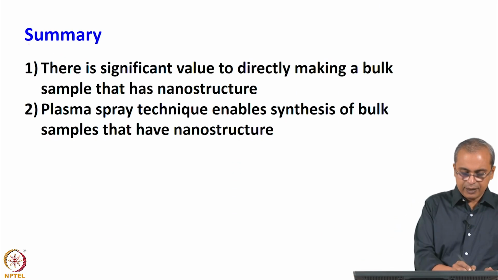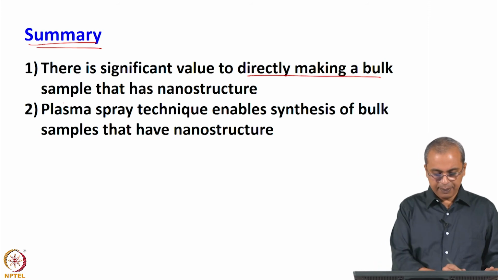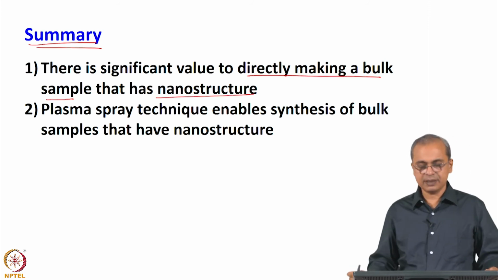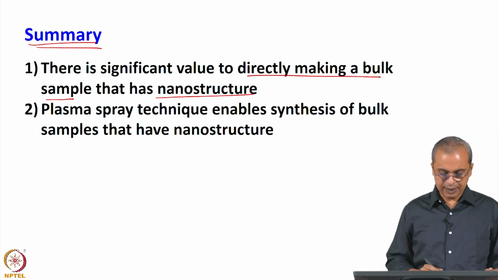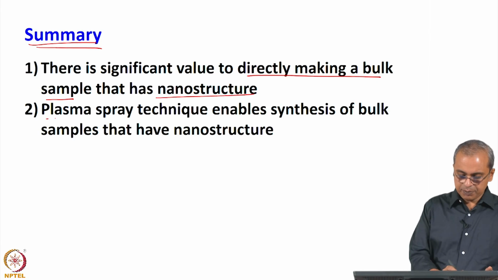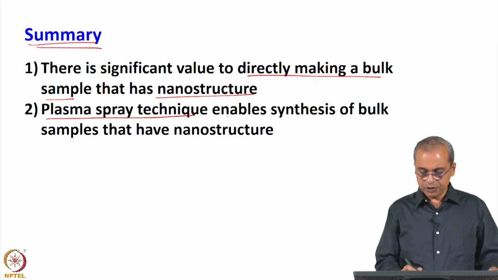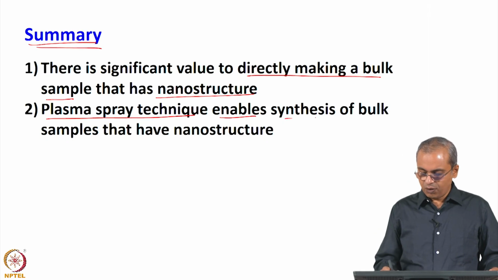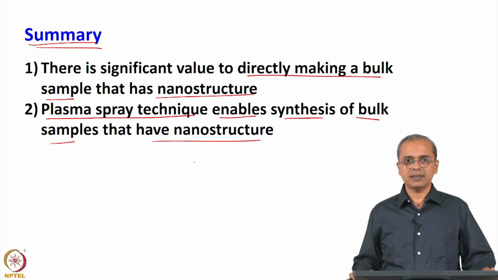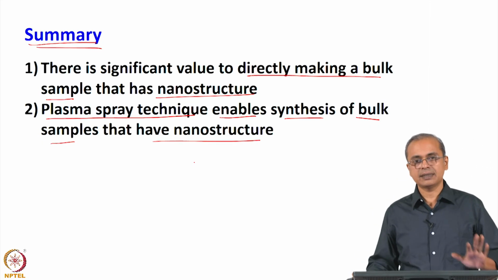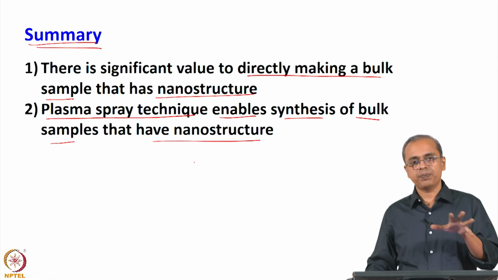So, in summary, there is significant value to directly making a bulk sample that has a nanostructure. We established this very clearly. There is a lot of value both scientifically as well as technologically to making a bulk sample that has nanostructure. The plasma spray technique, which is a type of thermal spray technique, enables you to do this. It enables synthesis of bulk samples that have nanostructure, and it overcomes many of the challenges associated with other techniques which start off with tiny quantities of a nanostructure and then try to put it together.